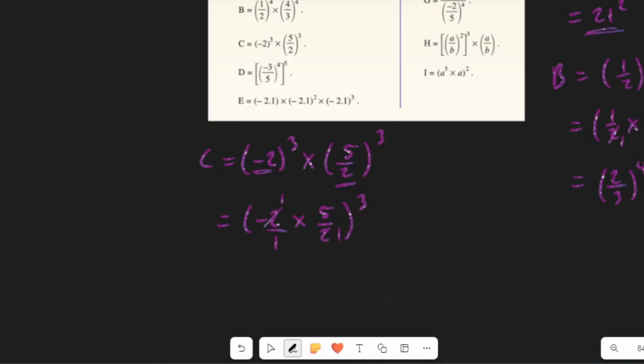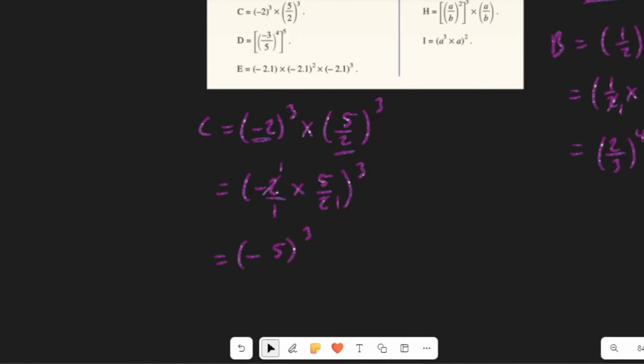By doing so, you'll get negative 1 over 1, which is 1, multiplied by 5 over 1, which is 5. Negative 5, all to the power of 3. And as we know, 5 to the power of 3 is 125. But due to 3 being an odd number and the 5 being a negative number, we'll get negative 125. Hopefully you're solving along and you're doing well.